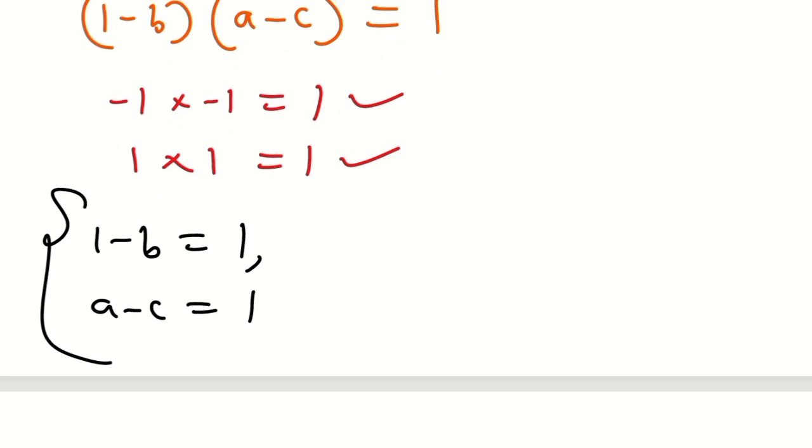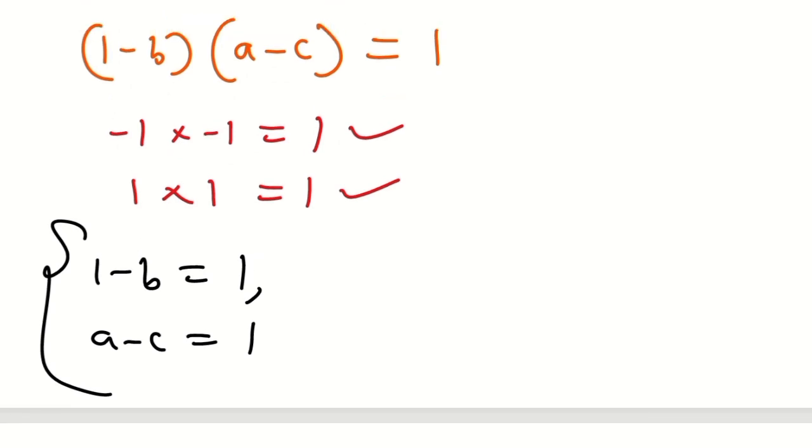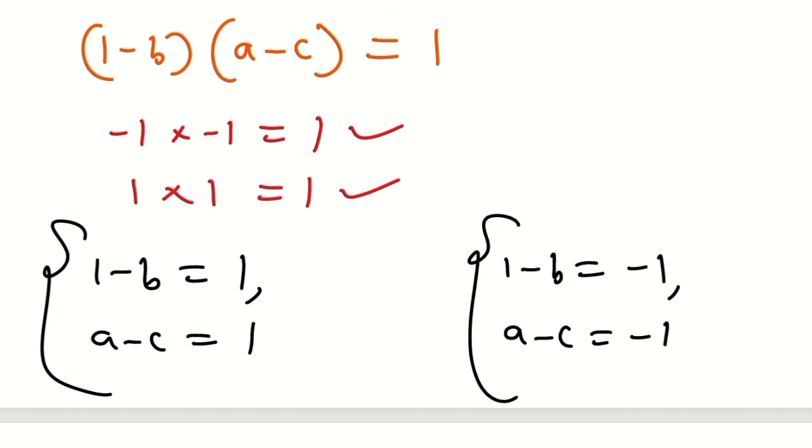Maybe I should write it here. The other one will be what? 1 minus b is equal to, we said it is equal to 1. It can also be equal to negative 1. Or you also have that a minus c is equal to negative 1. So this is the second solution set. Okay, so we have these two.